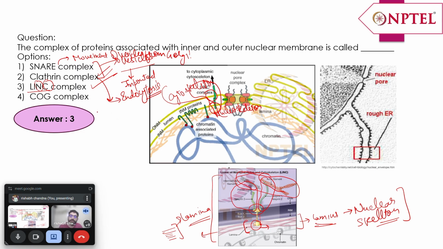Clathrin mediated endocytosis is one of the most important parts of the endomembrane system. And the COG complex is actually the center of Golgi, so it helps in the arrangement of the Golgi complex.